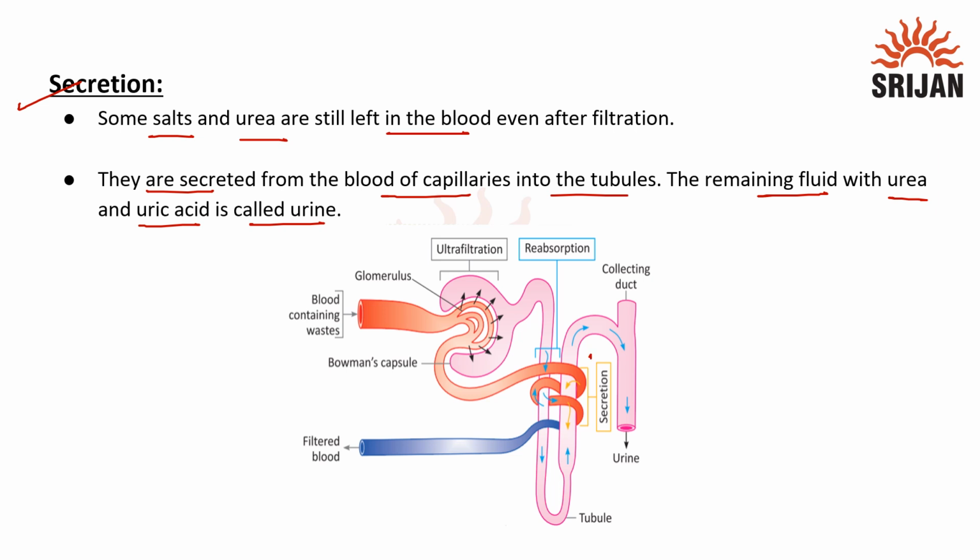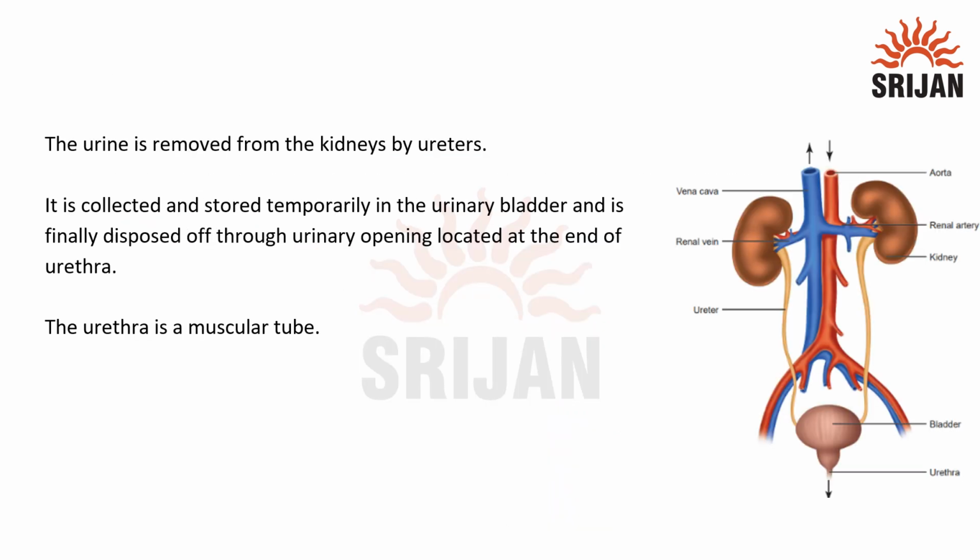So at this region we can see that secretion is taking place. That means from the blood some things like urea and salt would be entering this tubule, and then they would be passing through the collecting duct where different nephrons will be putting their secretion, and then the urine is formed which contains urea and uric acid. So these were the three steps involved in the process of urine formation.